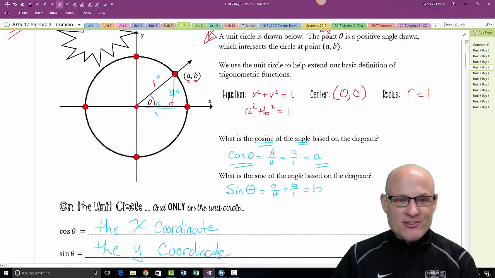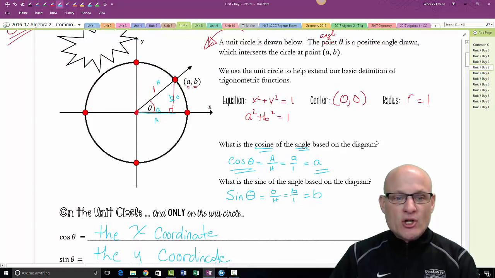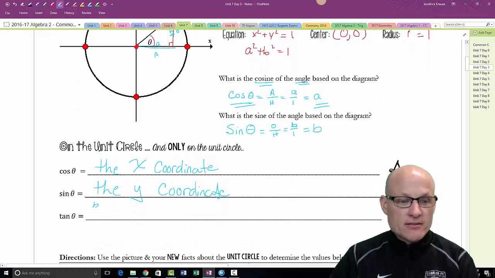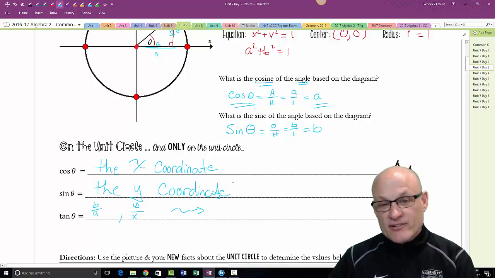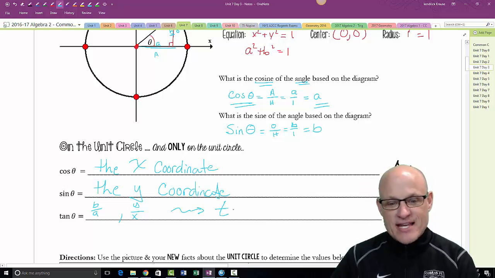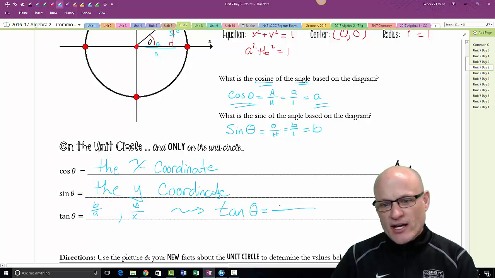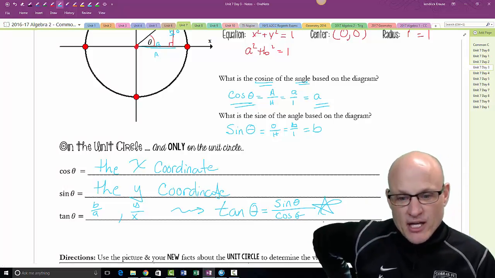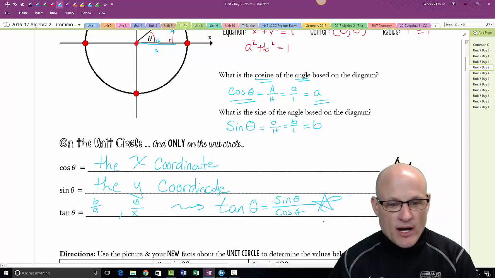And tangent, well, tangent is equal to opposite over adjacent, which in this case is b over a, or the y value over the x value. Now, when we start to do trig identities, just a little foreshadowing, we're going to find out that tangent of theta, now what goes with the y value? Oh, sine, is equal to sine theta over cosine theta. And this will become something later on to remember, and one of the things you're going to have to commit to memory when we start doing trig identities. But for now, we're just going to remember it as y over x.